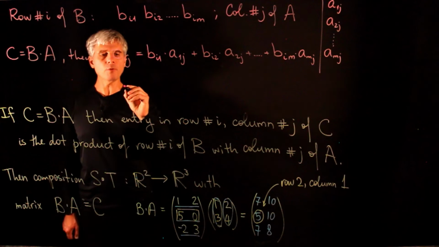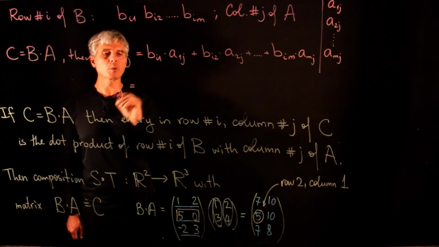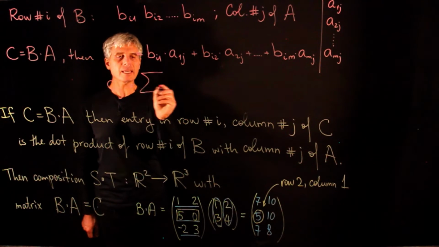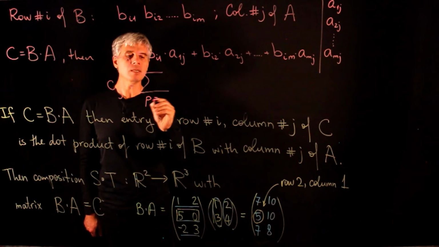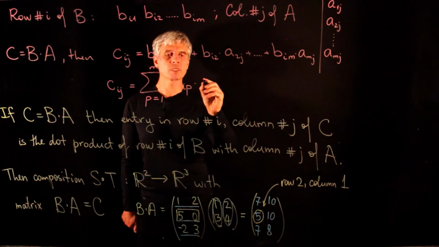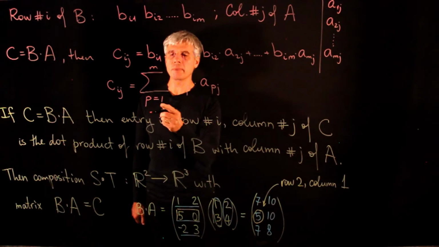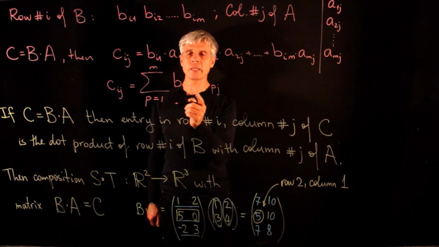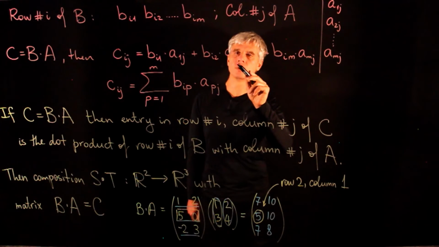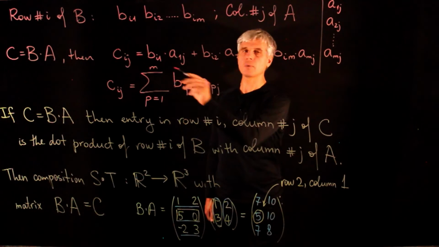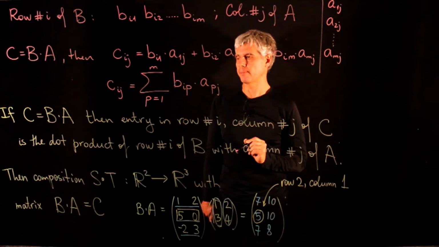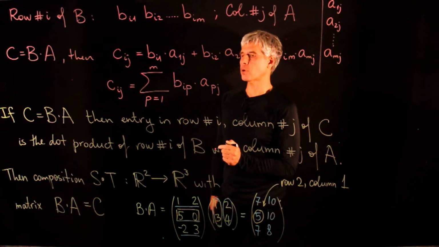And so this formula can be written in a compact form using the following summation notation. We use a sigma notation for summation. So we write sigma, the Greek capital letter S, which stands for sum here. And we say P runs from 1 up to M, and we write down BIP times APJ. This notation means that we take a sum. When P is equal to 1, we get BI1 times A1J. So this is this term. When P is equal to 2, we get BI2 times A2J, and so on. When P is equal to M, we get BIM times AMJ. So this is a compact way to write down the summation above.